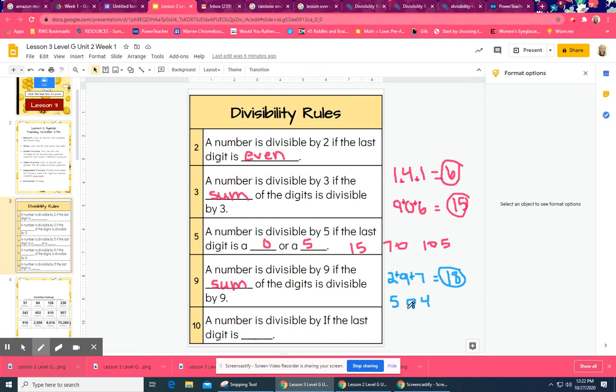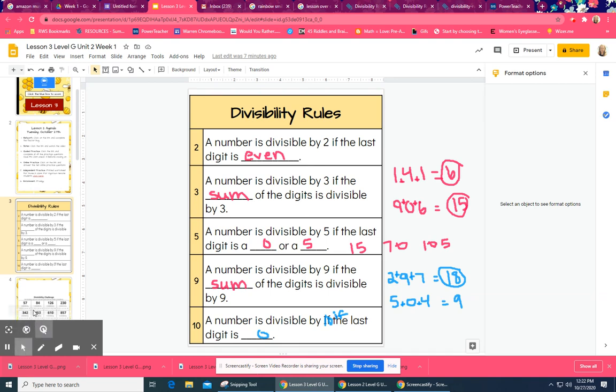So that means that 9 can go into 297. Then another example is 504. Add everything together. 5 plus 0 is 5, and then 5 plus 4 equals 9. And obviously, 9 can go into 9, which means the number 504 is also divisible by 9. And then 10 is super easy. A number is divisible by 10 if the last digit is 0. So as long as the last digit is 0, 10 can go into it.